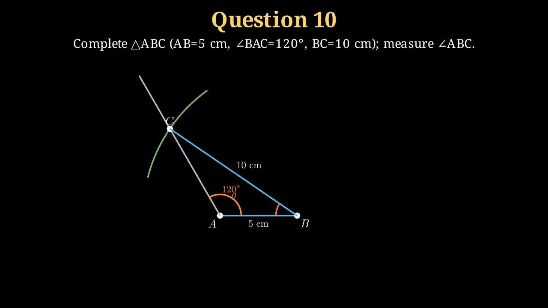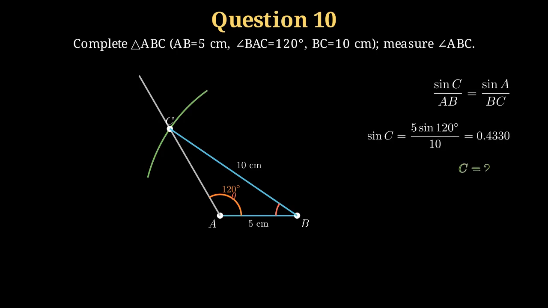Measuring angle ABC with a protractor gives about 34 degrees. Let's confirm that by calculation. By the sine rule, side BC is opposite angle A, and side AB is opposite angle C. So sine C over AB equals sine A over BC.